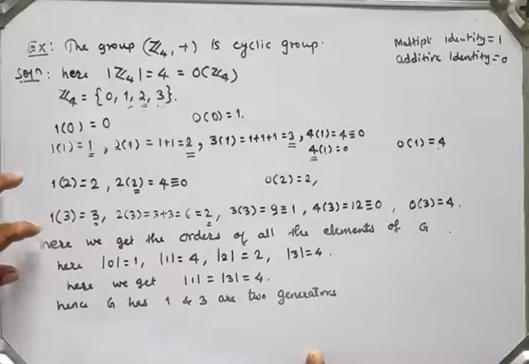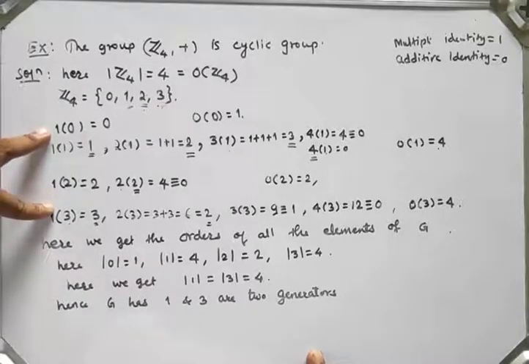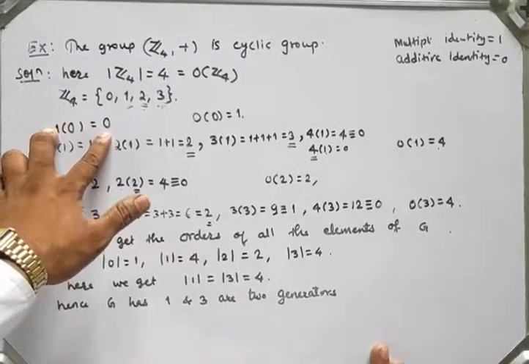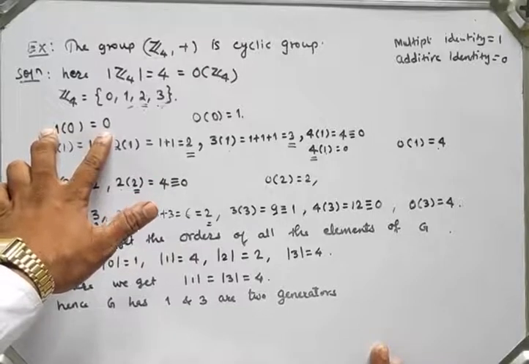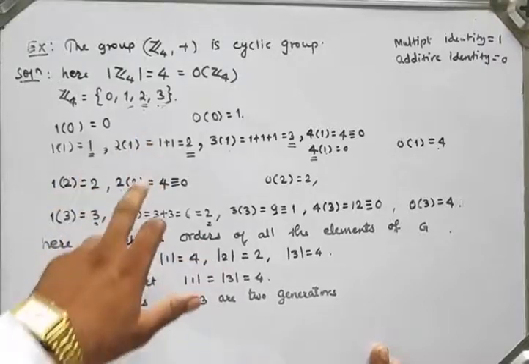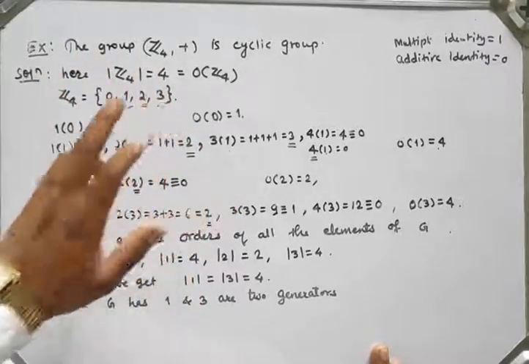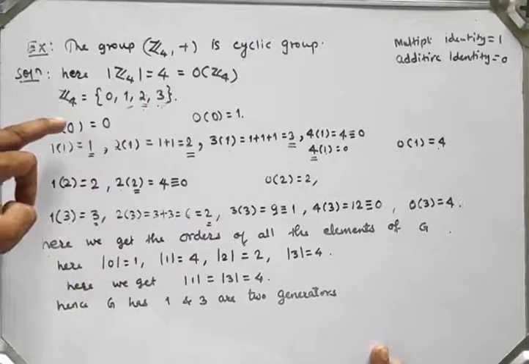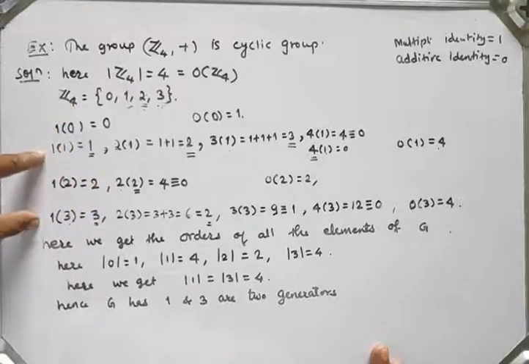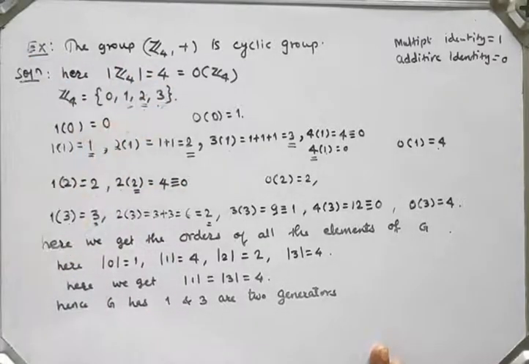0 and 2 are not generators, because if I take 1 into 0, we get 0, and the operation should be stopped, right? So only the single element 0 we get. If I take 2, then only 2 elements I get. We don't get the whole group G. If I take 0 and 2 as generators, then I don't get the whole group Z4. If I take 1 and 3 as generators, then I get the whole group Z4. Therefore 1 and 3 are the generators.